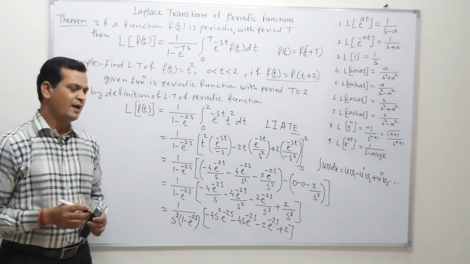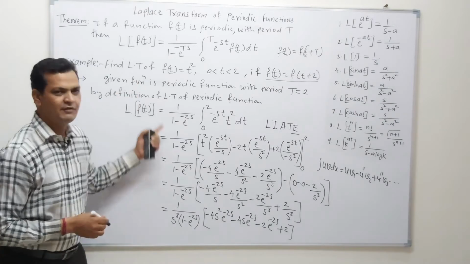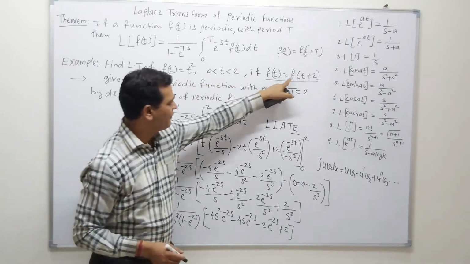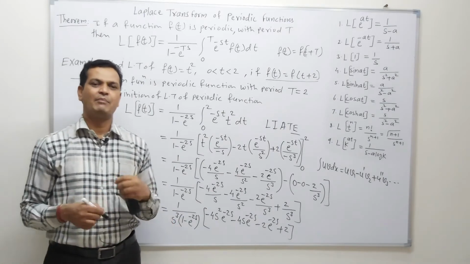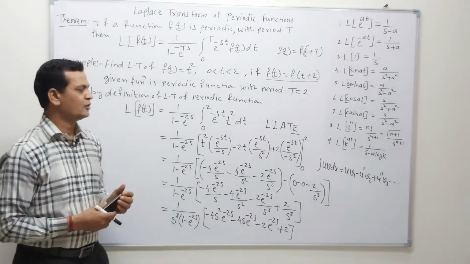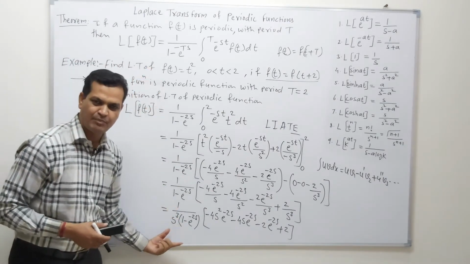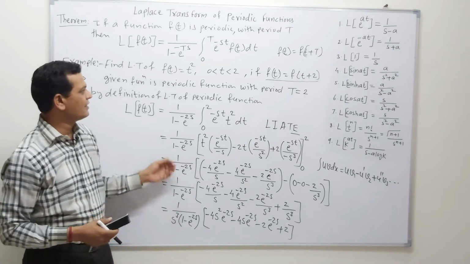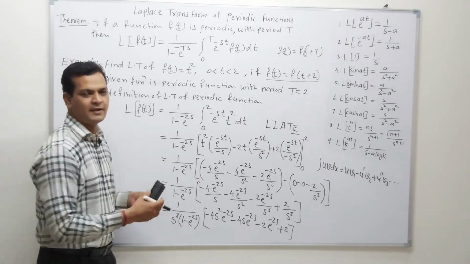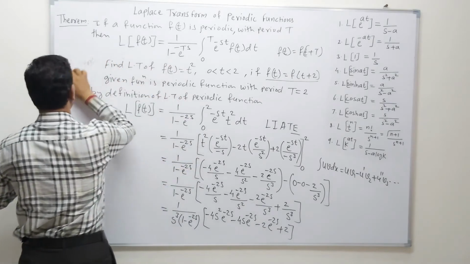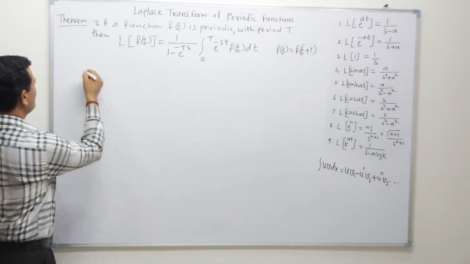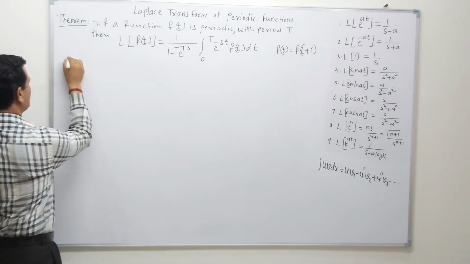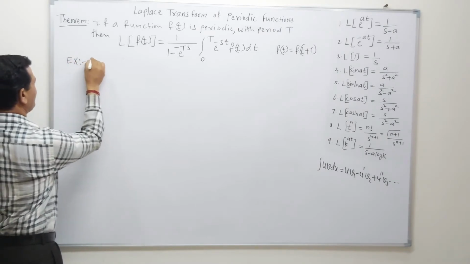So this is the required answer of the given example when the given function is periodic function. So this is the easy method for finding the Laplace transformation of periodic function. Friends, this is the first example which is very simple for understanding this concept. Now let's take the next example. So next example is that, so this is the example.